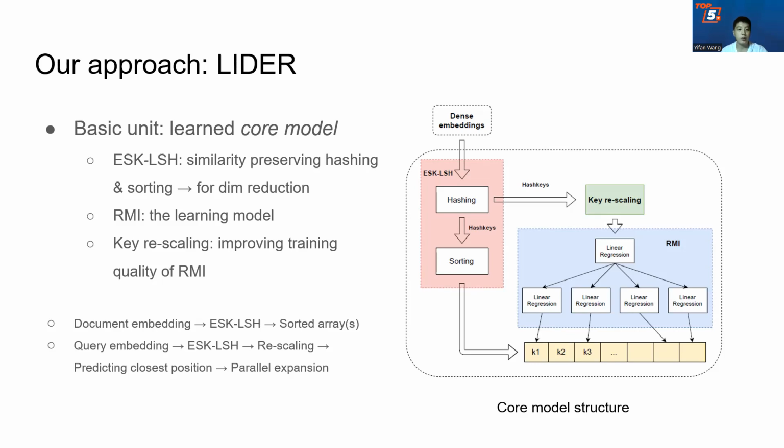First, the document embeddings will be passed to the ESKLSH, from which they will be hashed and sorted into sorted arrays. And then the query embedding will also pass through ESKLSH, and then the hash keys will go into the rescaling module, and then be input to the RMI to predict the closest position, and finally do a parallel expansion on the underlying sorted arrays to find the candidates.